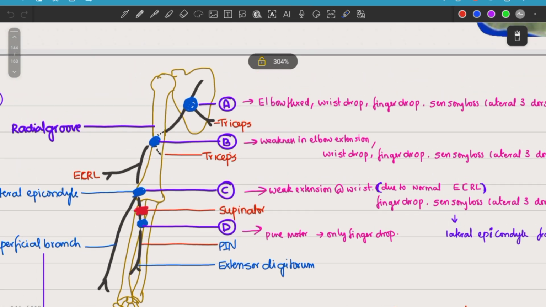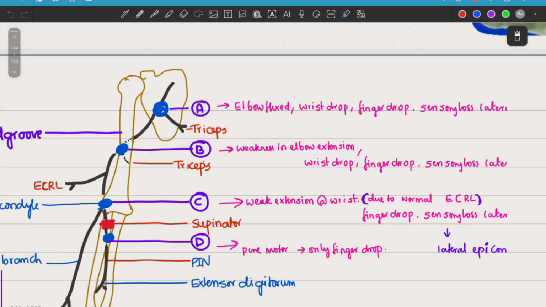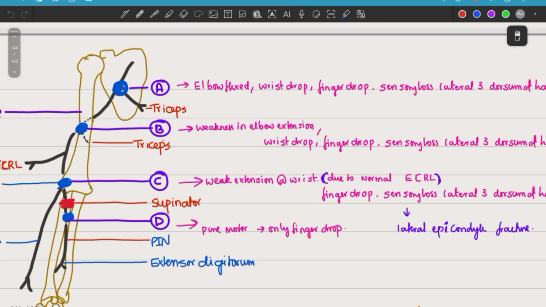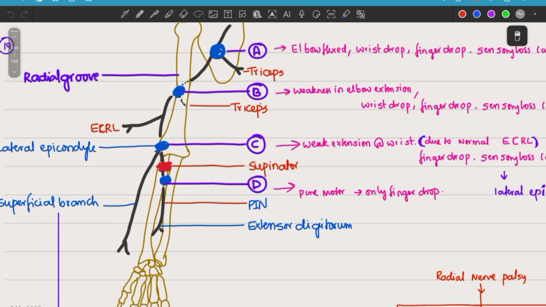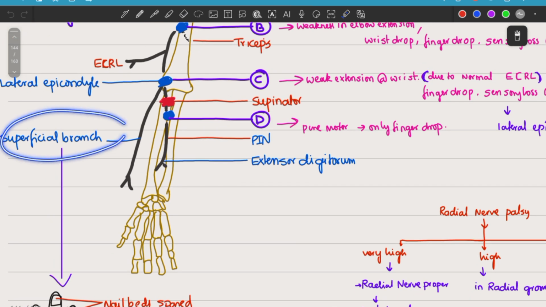Next, coming to the injury at the radial groove, here one head of the triceps will be normal, right? So there will be just weakness in the elbow extension. Okay, the full extension of the elbow can't take place, but the weak extension can take place. But the wrist drop will be there, finger drop will be there, and sensory loss will be there.